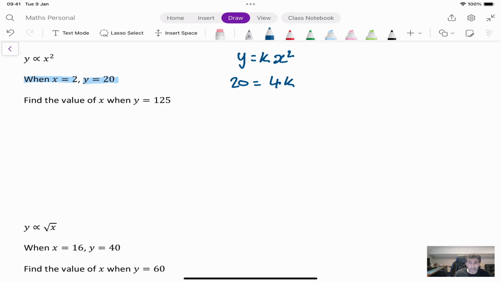Okay, and then that tells me that k must be equal to 5. So I'm going to divide both sides by 4. So k is equal to 5, which means my equation for this one, I now know what k is, I can replace it. So I've got y is equal to 5x squared. Okay, so that tells me the relationship between x squared and y this time. Okay, so I've now used that to work out the last part of this question.